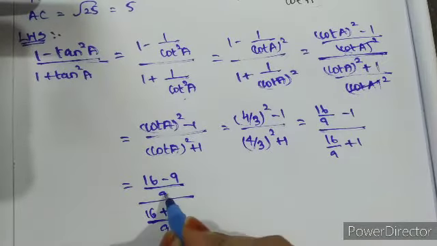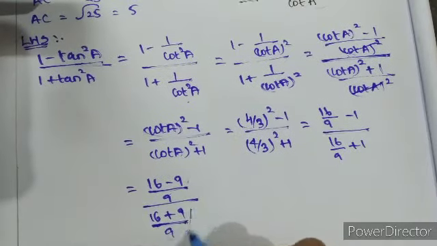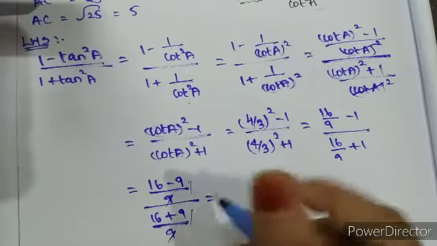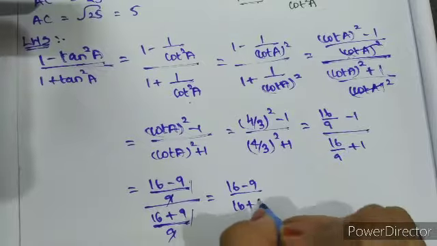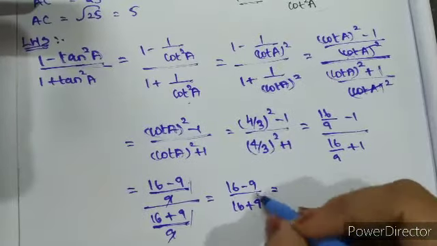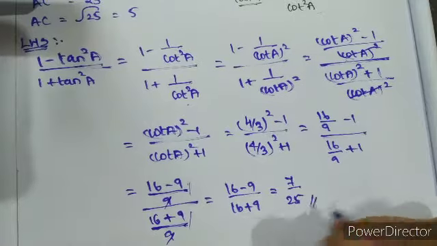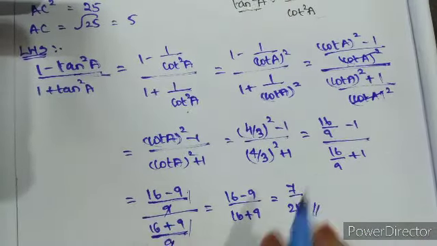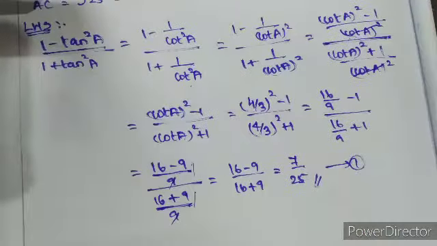Now see here we have 9 as the common denominator in both the numerator and the denominator part. So we can just cancel that. We get 16 minus 9 by 16 plus 9. So see here, 16 minus 9 is 7 and this is 25. So 1 minus tan square A by 1 plus tan square A is 7 by 25. This is our LHS part, that is the first equation.